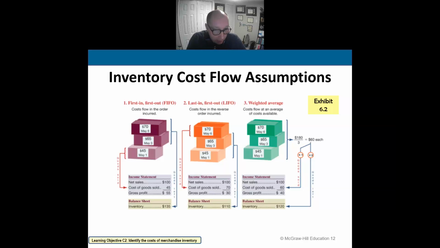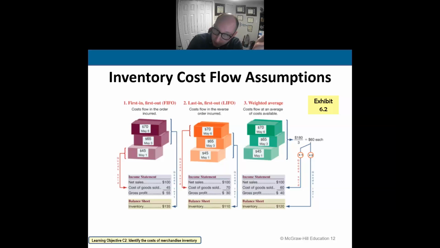So now Aldo says, okay, now I know first in, first out. Let me take a look at the last in, first out method to see which one works best for me. I still sold $100 worth of stuff. My cost of goods sold in last in, first out is $70. Obviously, that's different than first in, first out. Why? Cost of goods sold is the last one I got in. It's the first one I'm selling. So my cost of goods sold is $70.